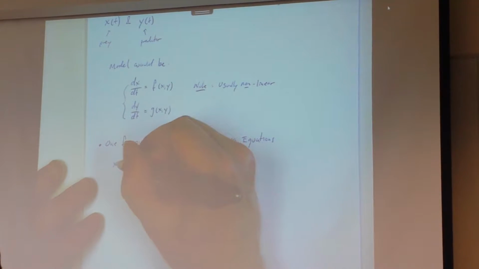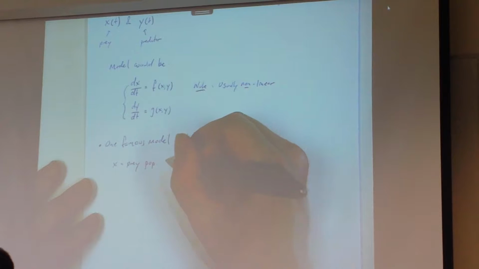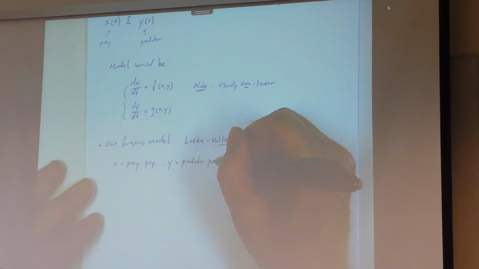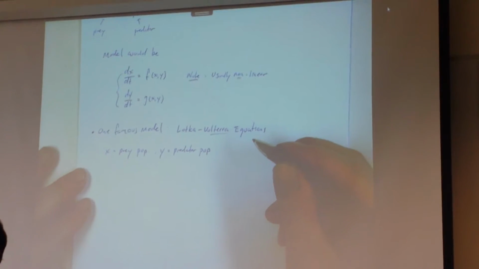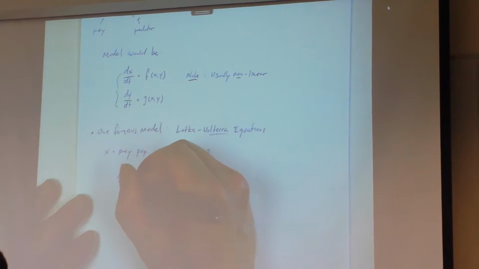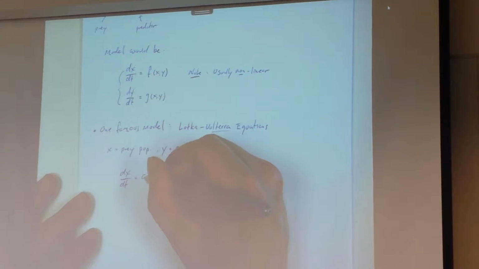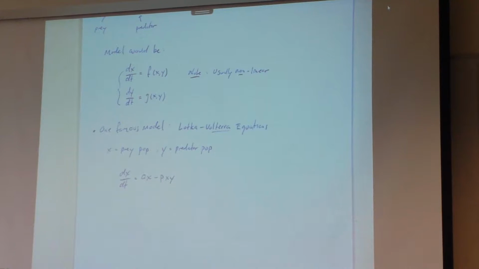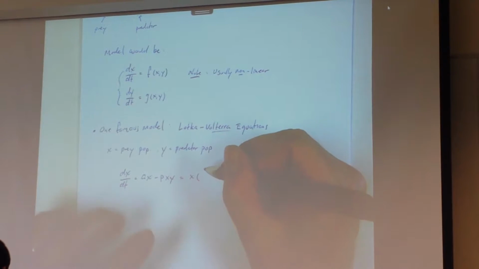So x is the prey population, and y is the predator population. The set of equations, I guess they came out with them independently, or one of them came up with it first, but then someone else unknowingly expanded on it. But dx/dt equals ax minus p times the product xy. If you factor an x out of that, you just get x times (a minus py).